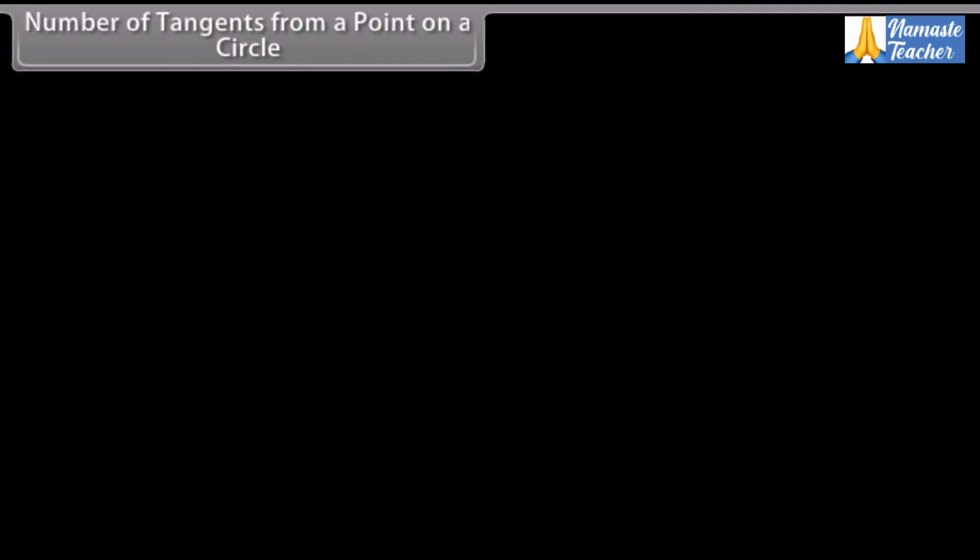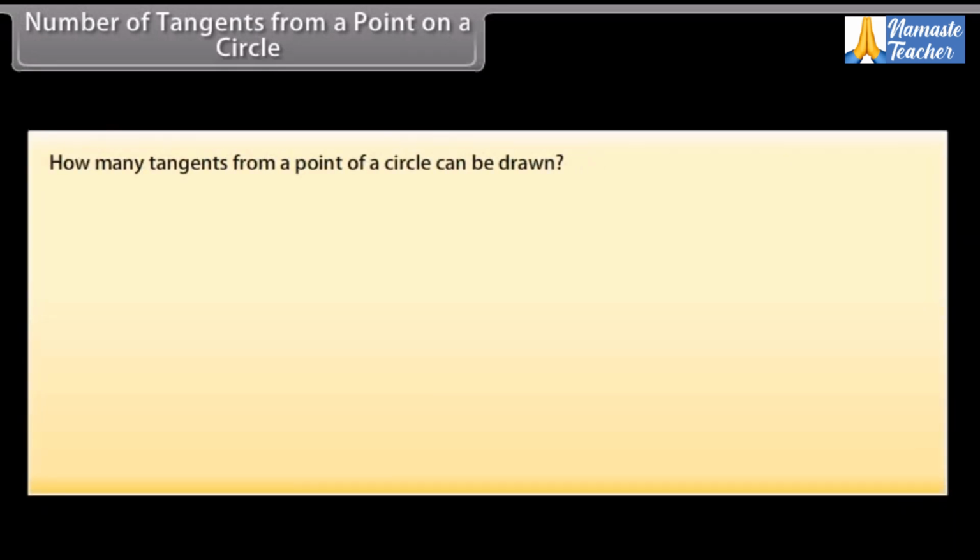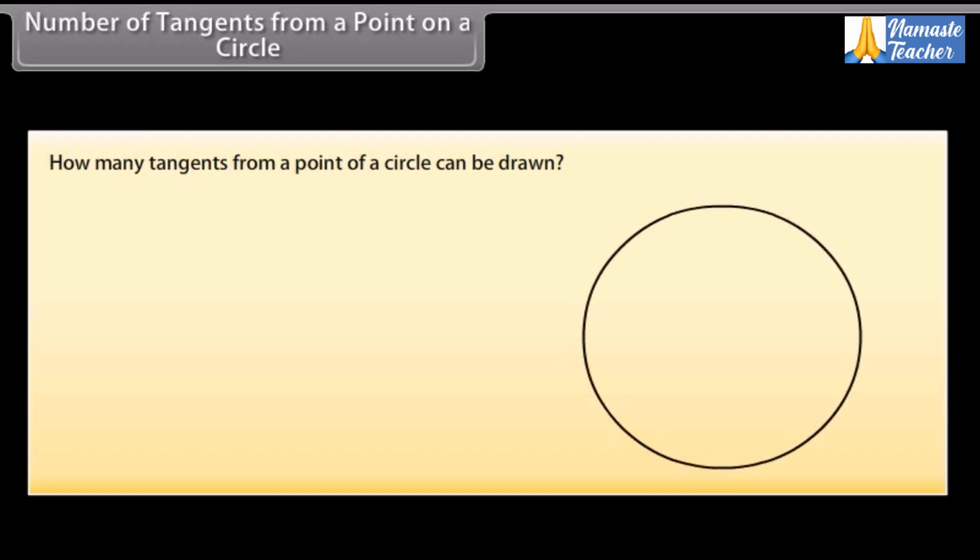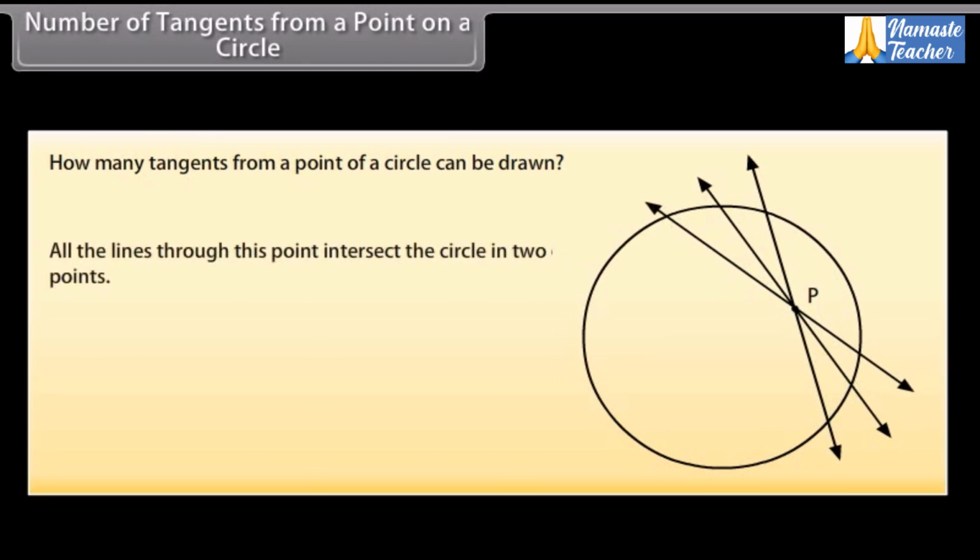Number of tangents from a point on a circle. Can you guess how many tangents from a point of a circle can be drawn? Let's perform an activity to check this out. Draw a circle on your notebook. Now take a point P inside it. Draw lines through this point. We will find that all the lines through this point intersect the circle in 2 points.